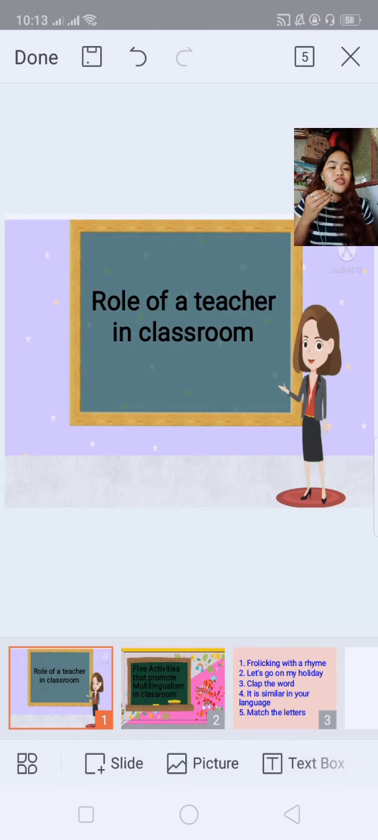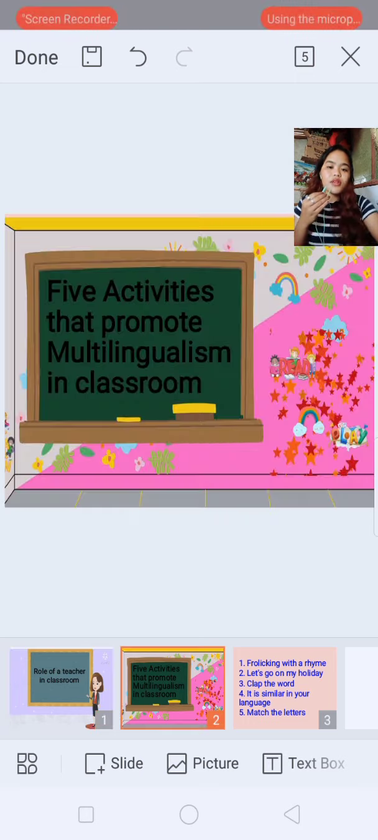And we must guide the students in gaining knowledge, and not only knowledge but we must help students to be knowledgeable with discipline, right? You may be educated, but with discipline and respect for yourself and for other people. So we should be educated while practicing discipline and respect. So for now, let's proceed to the 5 activities that I promote and expect will promote multilingualism in the classroom.